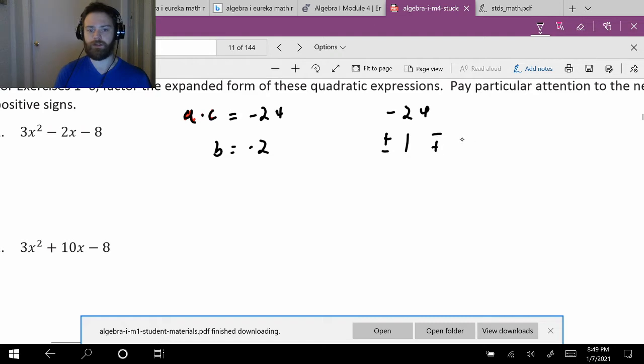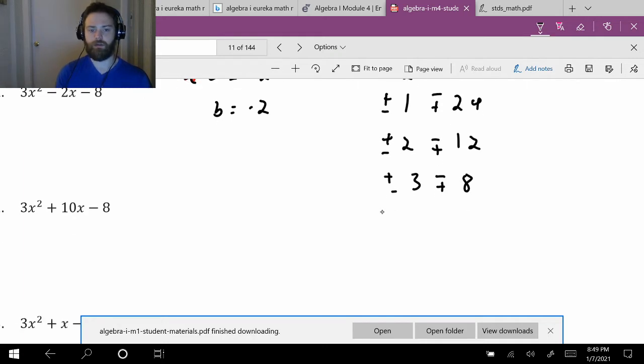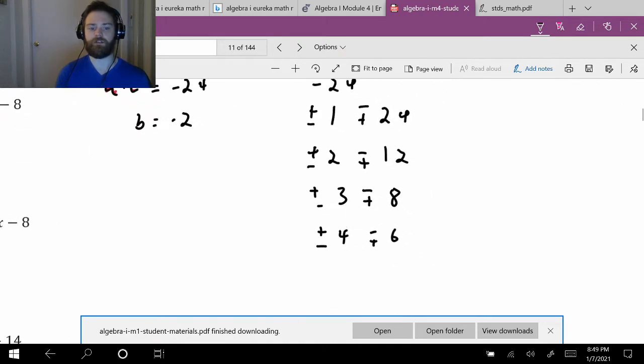Minus plus 24, plus minus 2 minus plus 12, plus minus 3 minus plus 8, plus minus 4 minus plus 6. Okay, so those are the factors of 24.